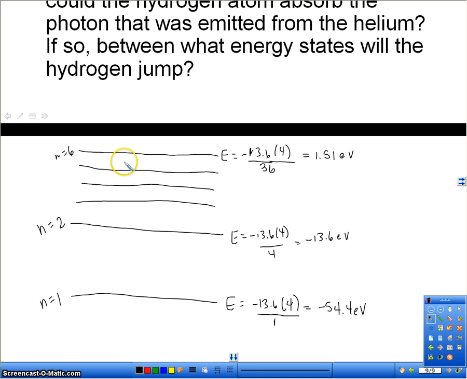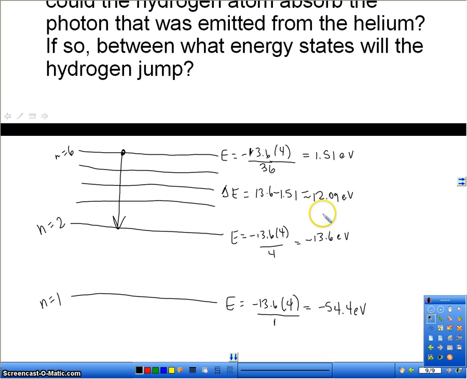So they want to know what this transition from n equals 6 down to n equals 2 is. So if it transitions from 6 to 2, what energy difference is that? So that's an energy difference of 13.6 minus 1.51, which is an energy difference of about 12.09 electron volts.